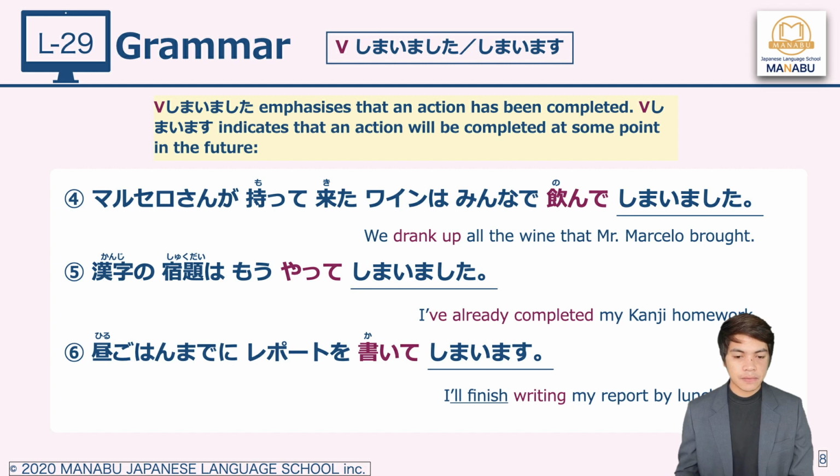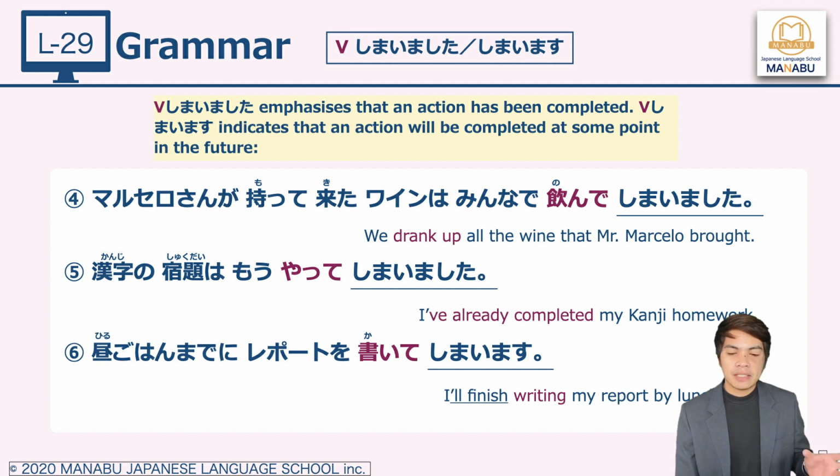So, for example, number 4, Marcelo-san ga motte kita wine wa. So, the wine that Mr. Marcelo brought. Minna de, with everyone, nonde shimaimashita. So, from the verb nomimasu, to drink. So, the te form of the verb plus shimaimashita. So, the te form of nomimasu is nonde plus shimaimashita. It means that they completed the verb nomimasu, or they finished doing the verb. It means that they finished drinking the wine.